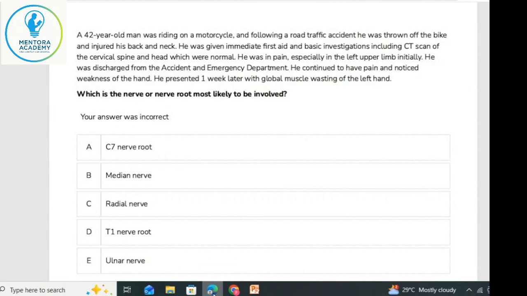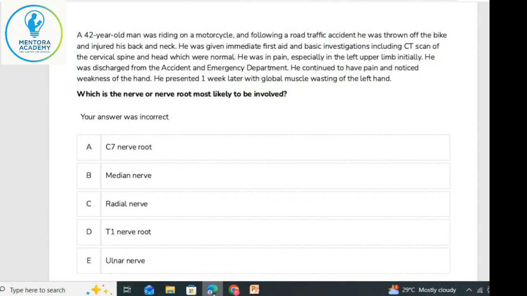Which one of the nerve or the nerve roots most likely will be involved? The options are C7 nerve root, median nerve, radial nerve, T1 nerve root, and fifth is ulnar nerve. So he basically met an accident and was in pain, was discharged, and continued to have pain and noticed weakness of the hand. He presented 1 week later with global muscle wasting of the left hand.